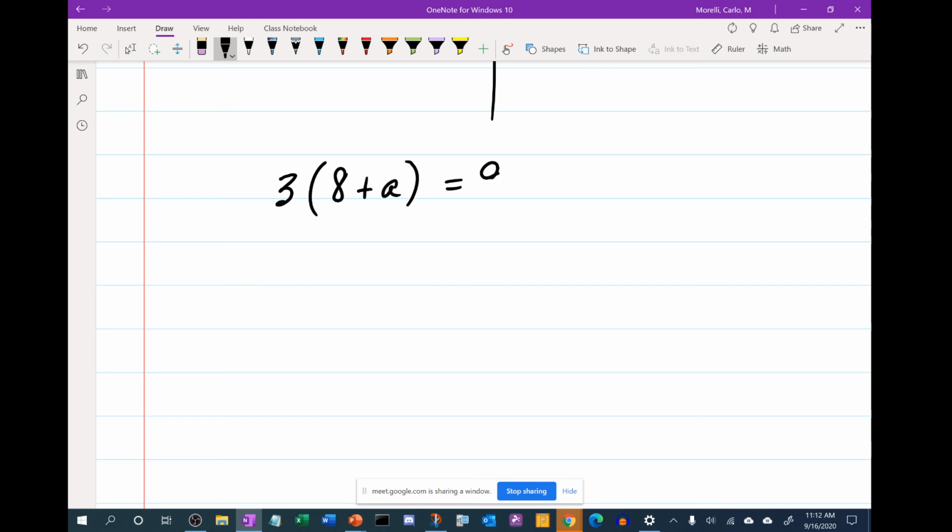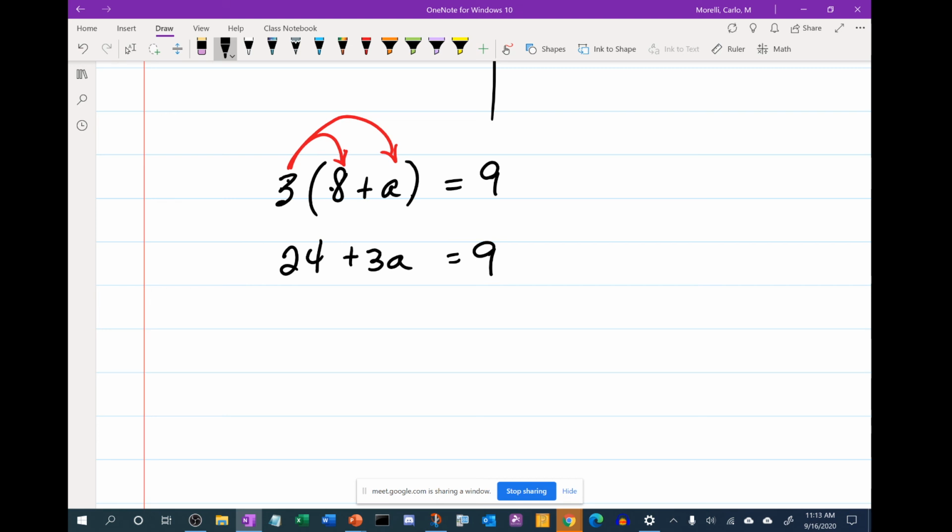Good. Now I'd like to end with one example of the other thing that we've been learning, because you are going to see some of these problems. How do I solve this problem? The D word, distributive property. 3 times 8 is 24. 3 times A is 3A. So it's 24 plus 3A equals 9.